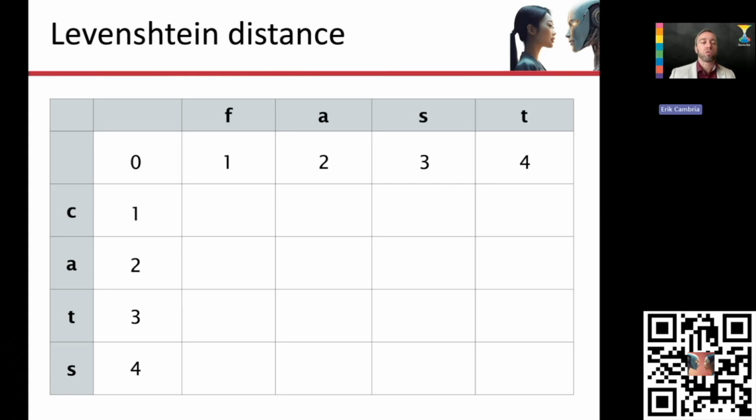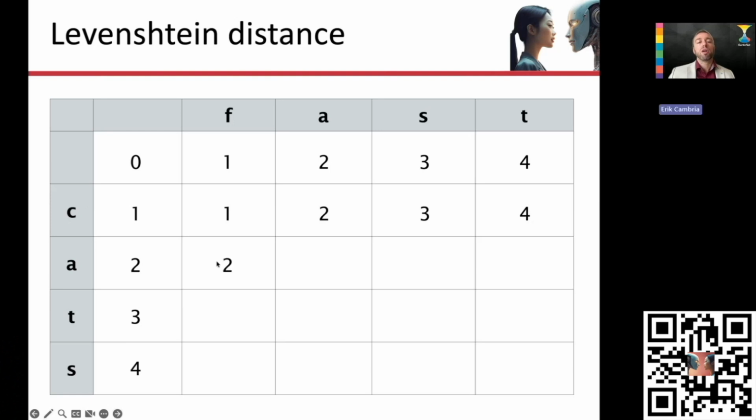So the way it works is that I slowly fill in all these blanks by looking at the top left corner, the neighboring numbers that I have here. So whenever the two letters are different, I just take these 3 numbers, I take the minimum number and I do +1. So I look at the minimum and I add 1. Why? Because this comes at the cost. I need to go from letter F to C. So the same I do here. The minimum of these 3 is 1, +1, 2. And same here, 2 + 1, 3. 3 + 1, 4.